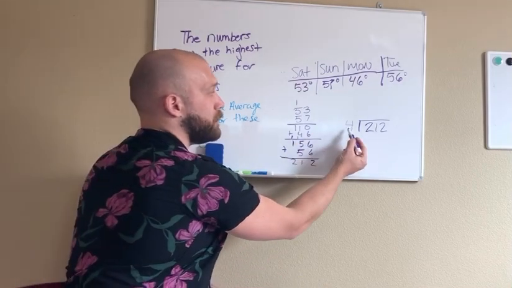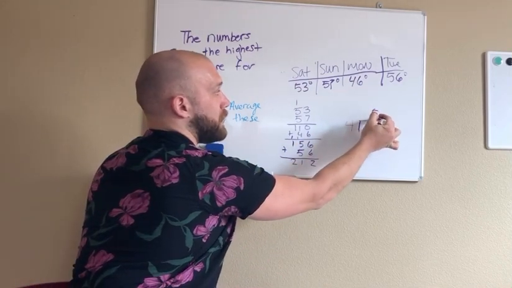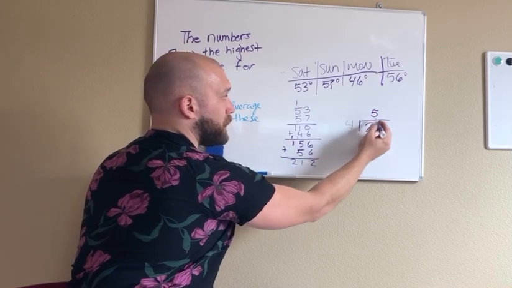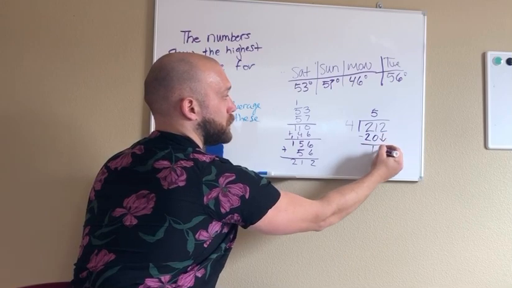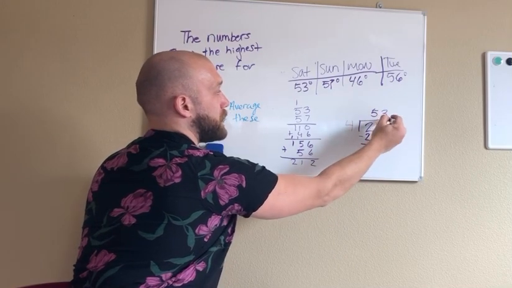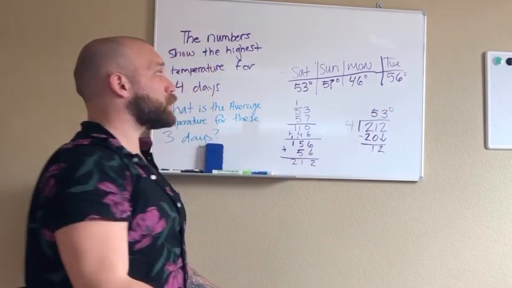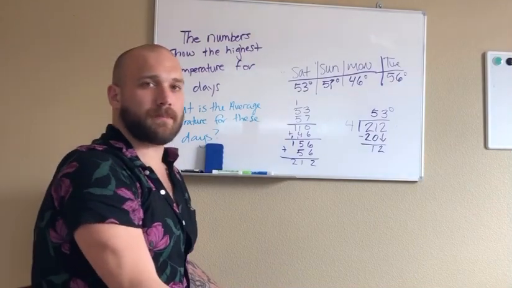To check your answer, 4 goes into 21 5 times. 5 times 4 is 20. 1, bring down the 2. 4 goes into 12 3 times. My average for those 4 days is 53 degrees.